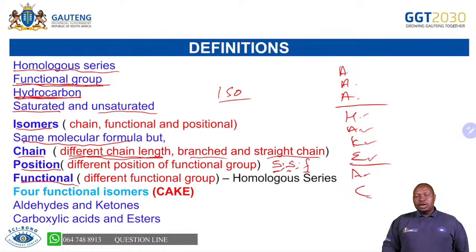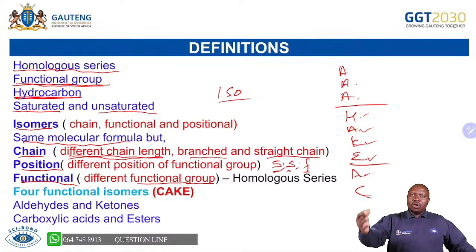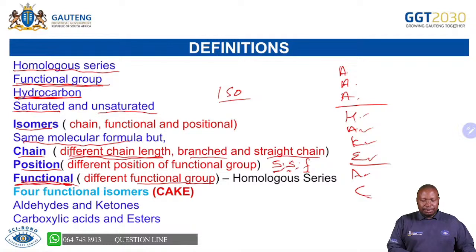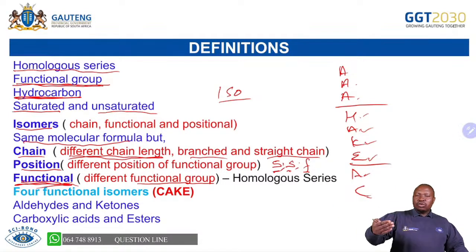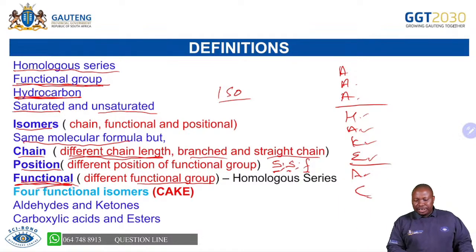Now, functional isomers, we are saying they have the same molecular formula, but different functional group. Now, you will have seen with your chain isomers and positional isomers, that they belong to the same homologous series. So if you are saying these are positional isomers, they will belong to the same homologous series. But when it comes to functional isomers, because they have different functional groups, and remember when I started, I indicated that the functional group is the one we use to differentiate between the homologous series. So that means these functional isomers belong to different homologous series.